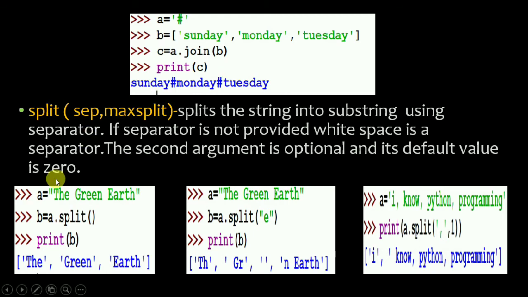Here we have A equals to the string. So here we have B equals to A dot split, print B. So here we can see that when we have used the split function, we have not given any separator.